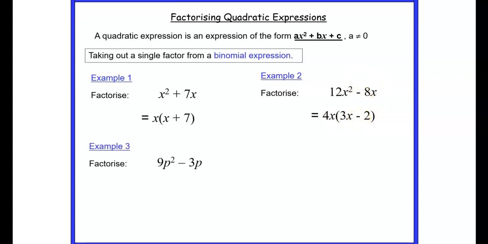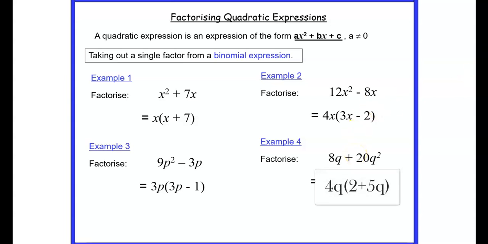Another example, we have 9p squared minus 3p. 3 is common, p is common, so 3p would be our common factor. 3p into 9p squared is 3p, and 3p into 3p is 1. So we would have 3p multiplied by 3p minus 1. And the final example, we have 8q plus 20q squared. The common factor would be 4q. And of course, we divide each term by the common factor and put the quotient in the bracket.